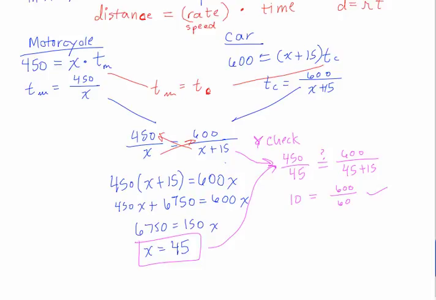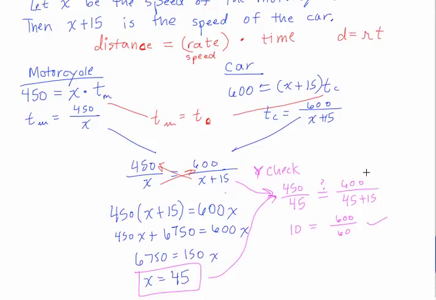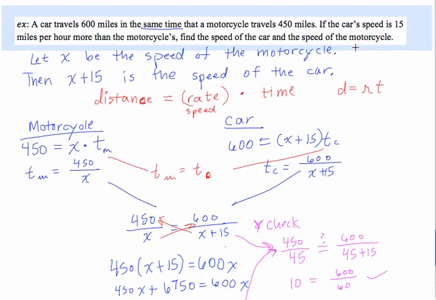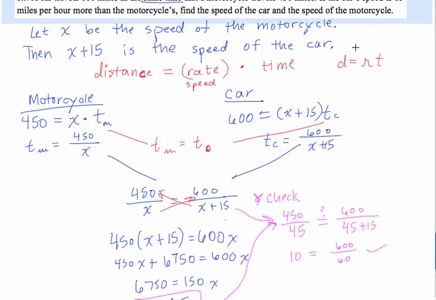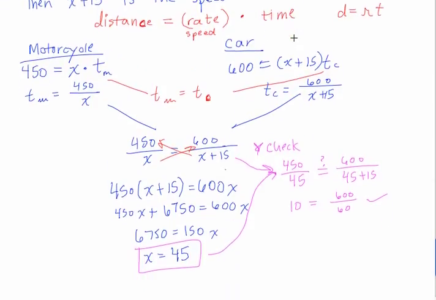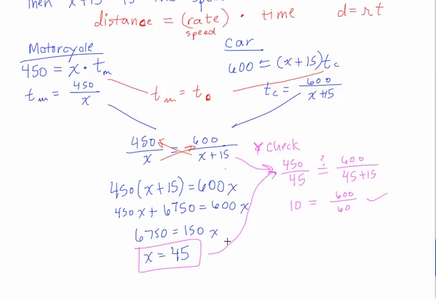Okay, now the answer is not x equals 45 because the problem did not even have x's in it, so we do need to interpret the answer. It says find the speed of the car and the speed of the motorcycle. So we got that x is 45 and we defined x to be the speed of the motorcycle. So therefore the speed of the motorcycle is 45. So let's write that out. Is 45.